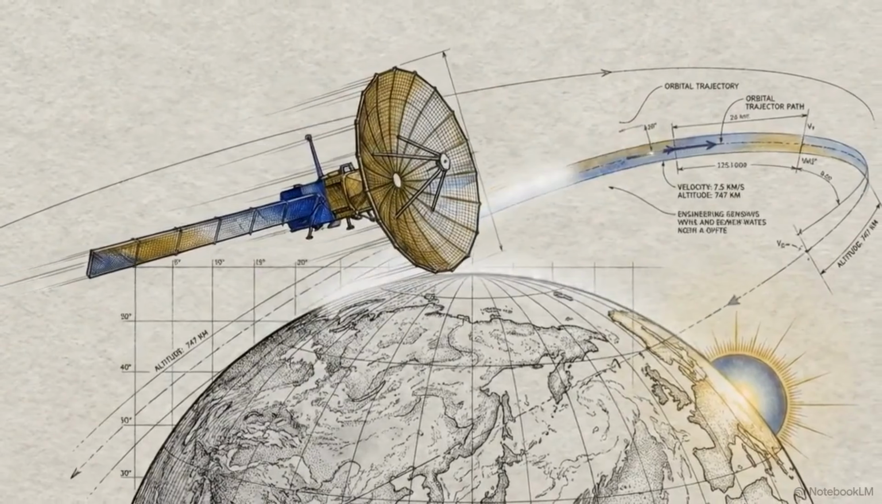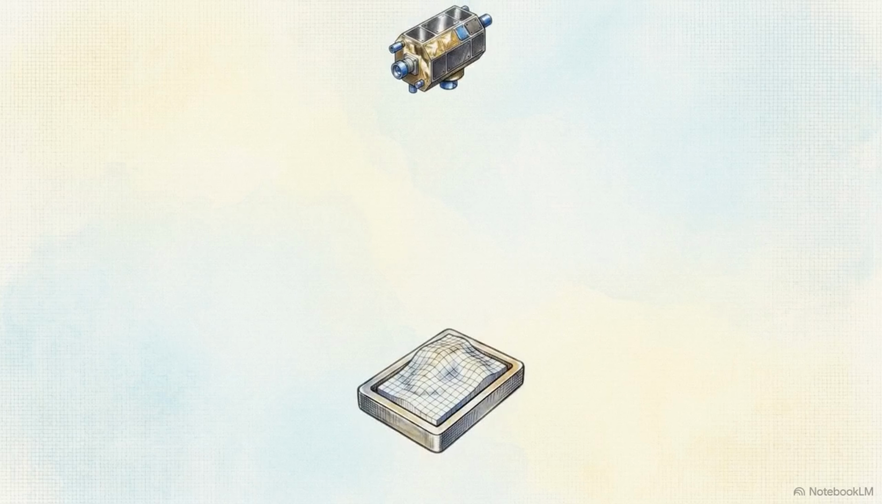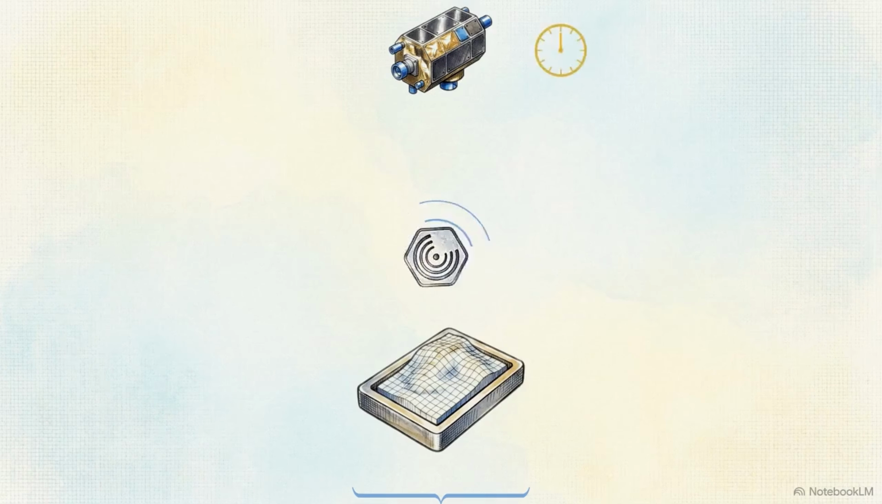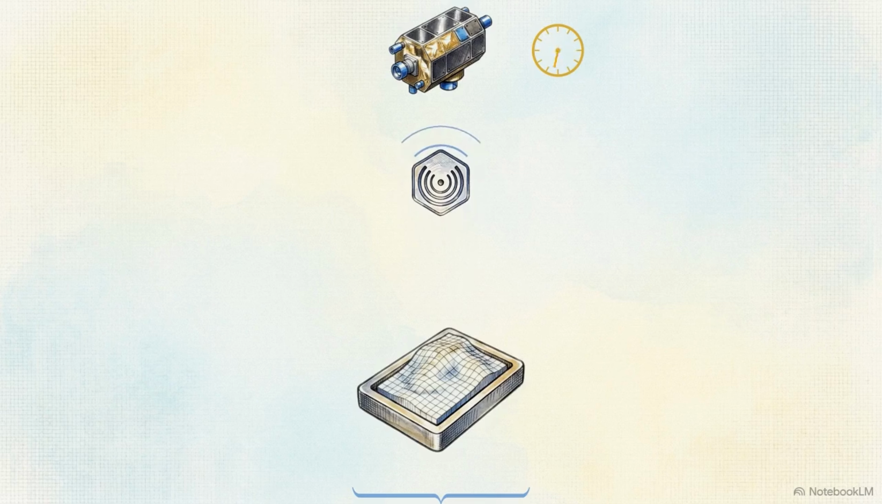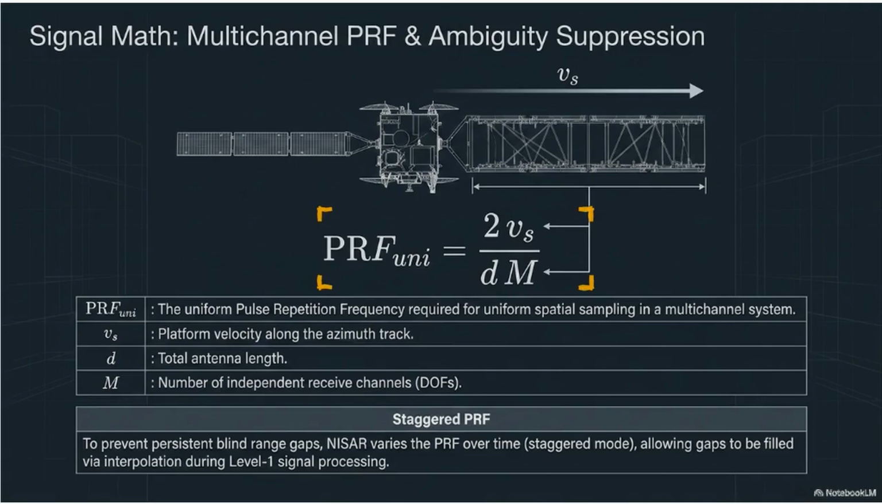The satellite is flying forward along its orbit at immense speed. Because the swath is 240 kilometers wide, the hardware must use a lower physical pulse rate. It must wait long enough for that massive echo to return before firing the next pulse. A low pulse rate typically causes azimuth aliasing, a persistent blurry smear across the final image in the direction of flight. This signal math schematic details the solution, the Displaced Phase Center Antenna Technique, or DPCA.